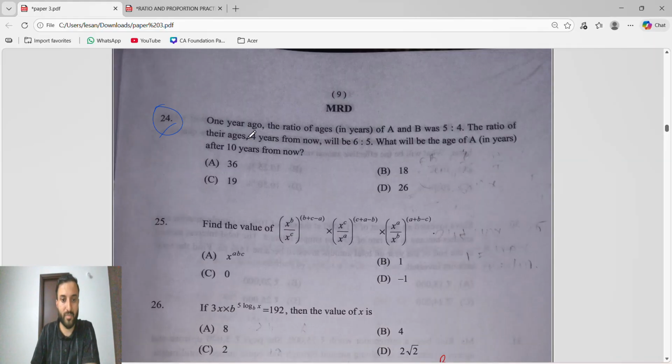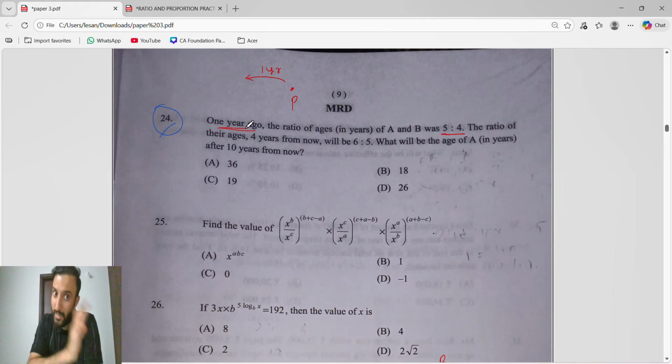Okay. Now see here, another important one. 1 year ago, the ratio of the ages of A and B was 5:4. Guys, this is the present, and this is 1 year ago. They are saying 1 year ago the ratio of the ages of A and B was 5:4, meaning their ages were 5x and 4x. From present, 1 year ago, the ages of A and B were 5x and 4x.